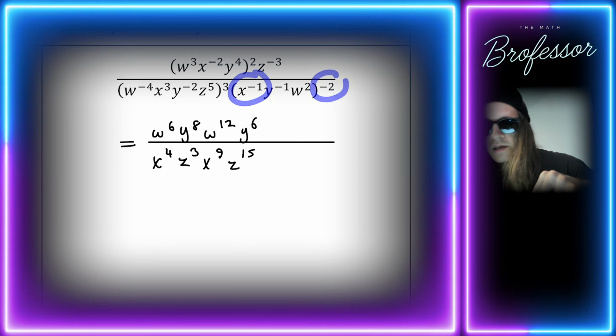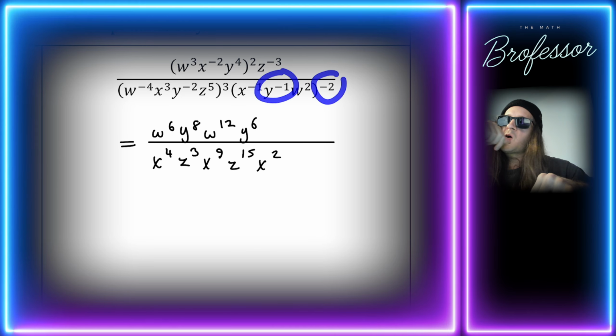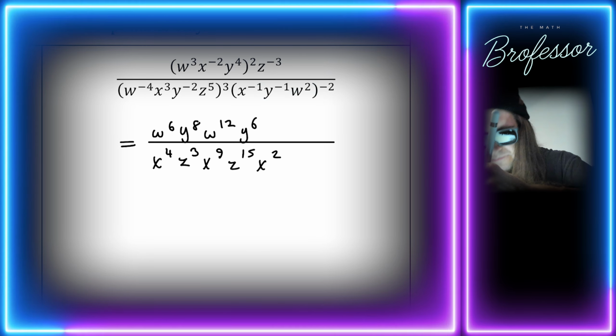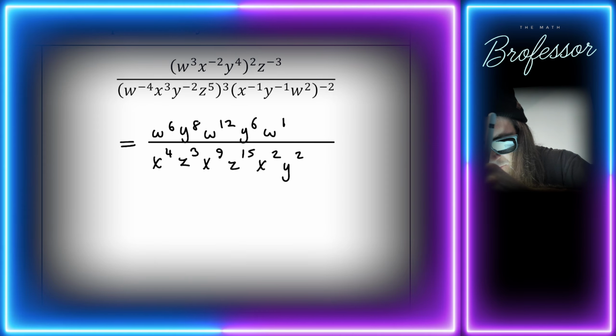Right here, negative 1 times negative 2 is positive 2, so we can leave it. W to the negative 4, so move it to the top, become positive 4. Alright, there we go.